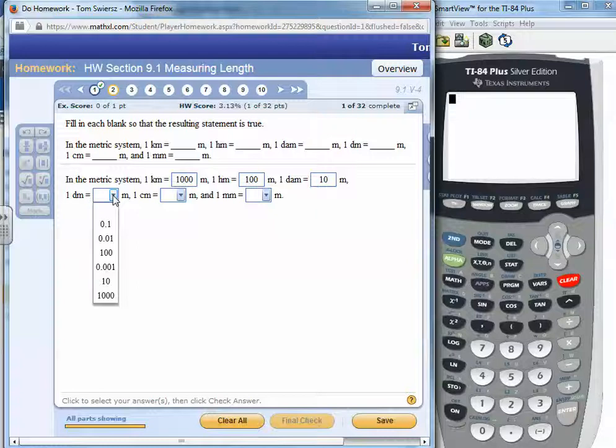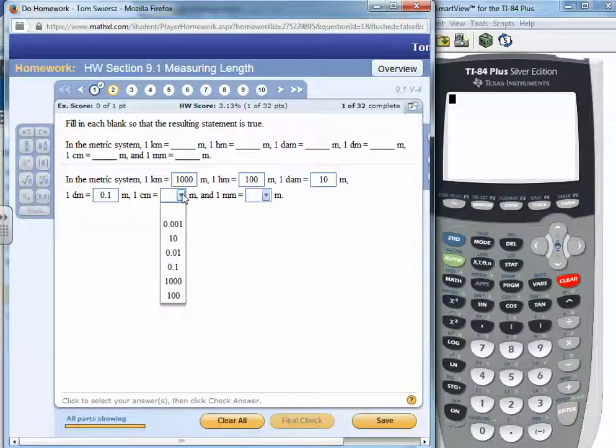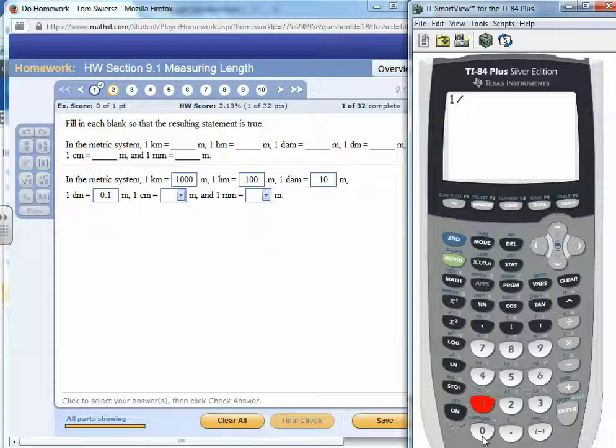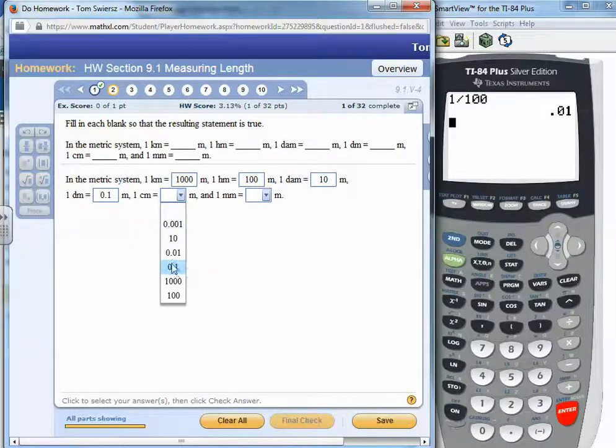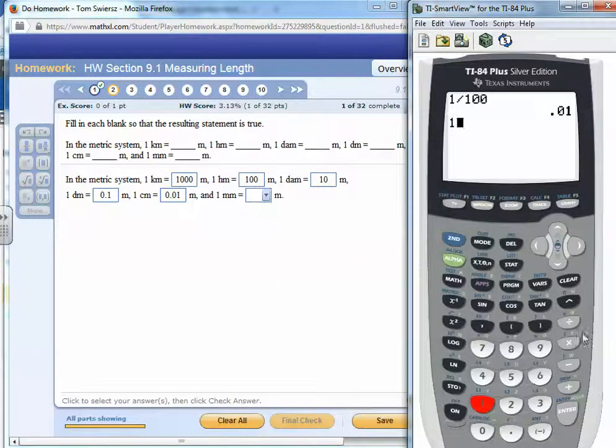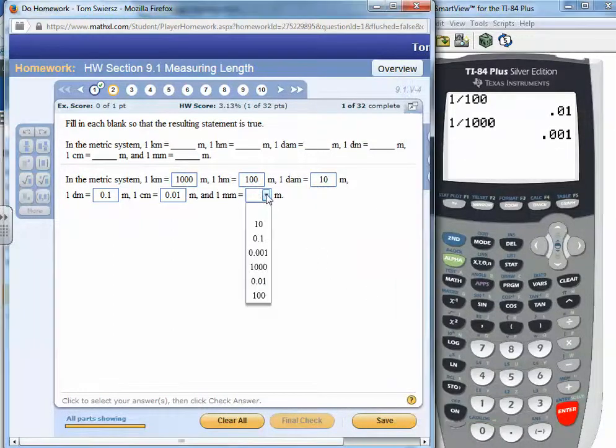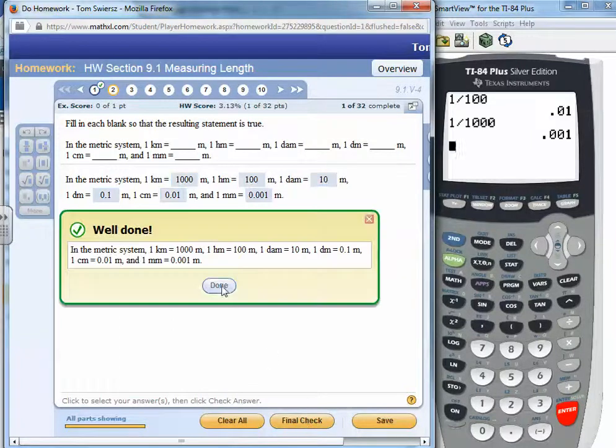A decimeter is what? 1/10 of a meter. 1/10 as a decimal is 0.1. 1 centimeter is 1/100th. 1/100th as a decimal, 1 divided by 100 is 0.01. And 1 millimeter is 1/1000th. Again, 1 divided by 1,000 is 0.001 as a decimal. So there it is. Okay?